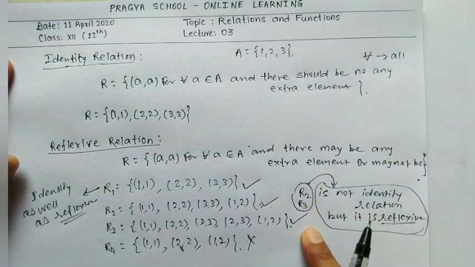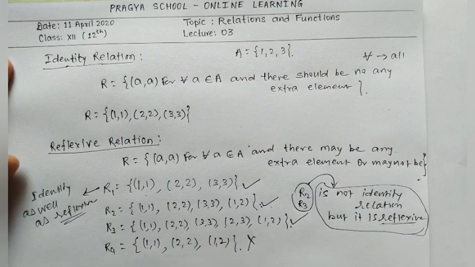For R2 and R3 the idea is clear. Now see for R4. Whether R4 is reflexive, we have already discussed: R4 is not reflexive. Now whether R4 is identity, obviously not, because we have two reasons to decide that. One is (1,1) is available, (2,2) is available, but (3,3) is not available. So based on this reason we can say that R4 is not identity. Apart from this we have some extra entry here, (1,2), so R4 is not an identity relation.